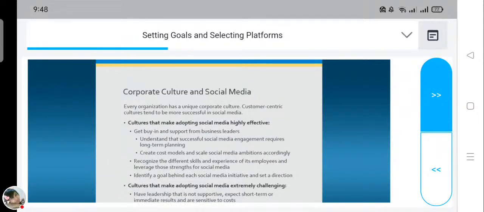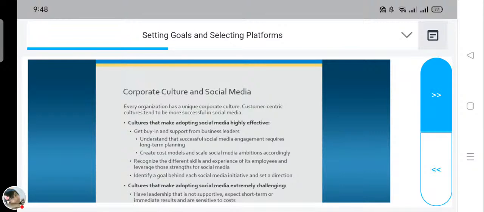If your organization leadership says, yes, go ahead, create a Facebook presence, but they don't provide any budget for that, they won't give any of your employees the time to do proper Facebook posting, and they don't acknowledge Facebook in any of their long-term planning goals, then they're not really supporting that social media effort. And so cultures that make adopting social media very challenging have leadership that are not supportive.